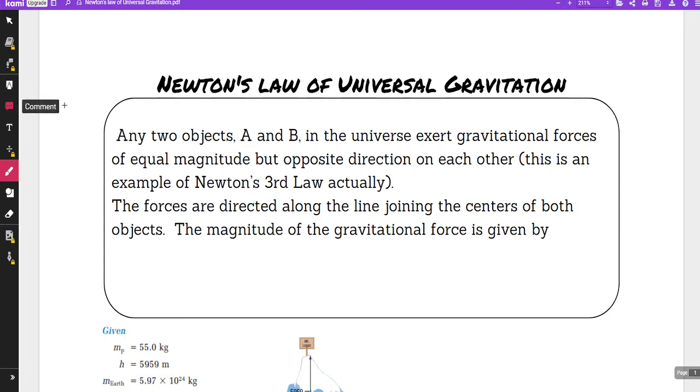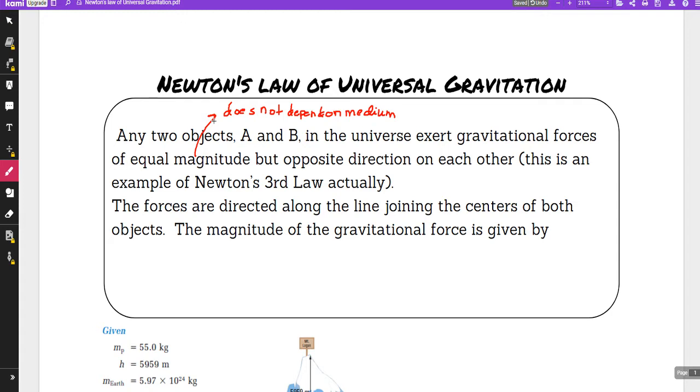And the important part here is that this magnitude does not depend on the medium. And when I say it doesn't depend on the medium, that means it doesn't depend on if it's space, air, or water. They exert the magnitude that they are exerting.